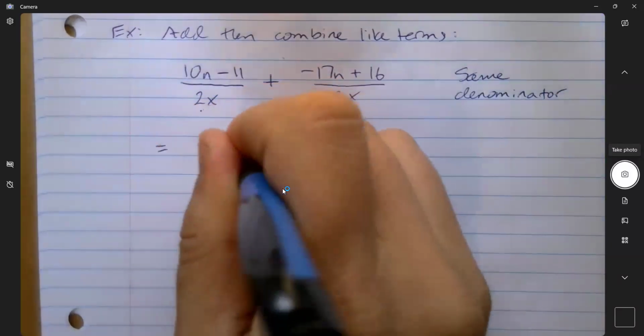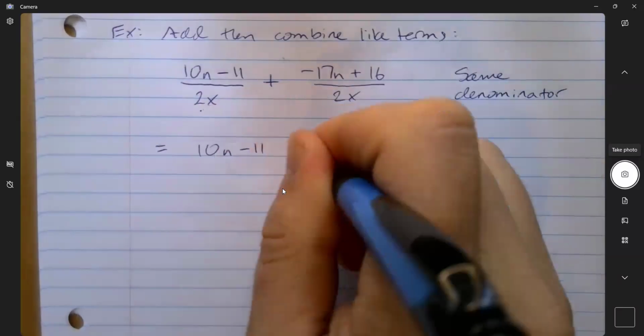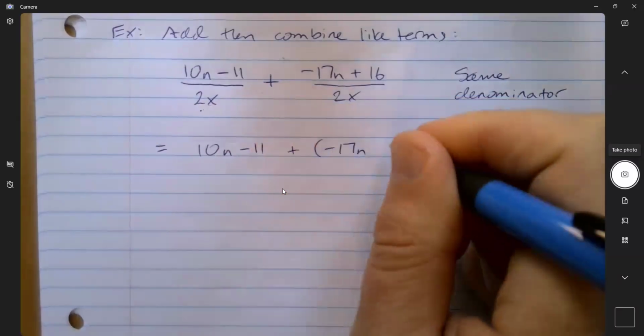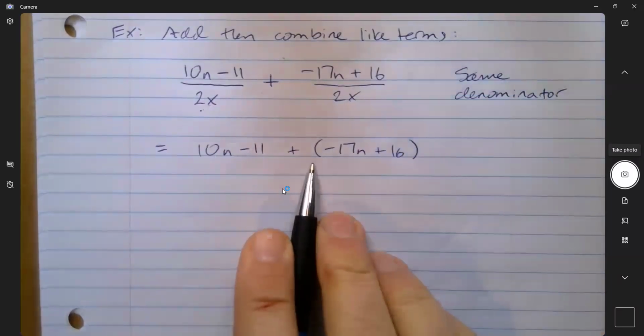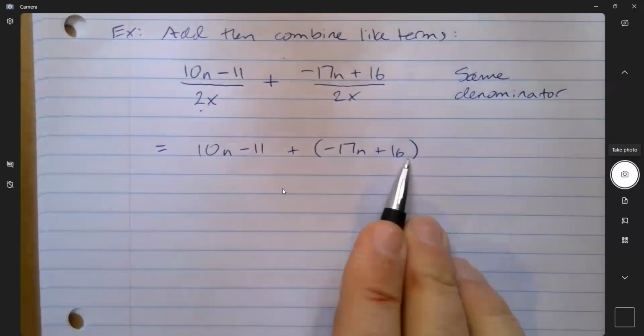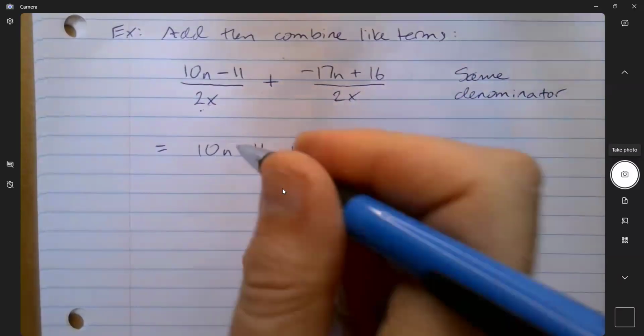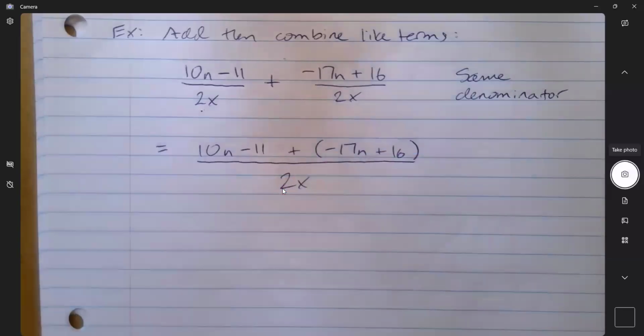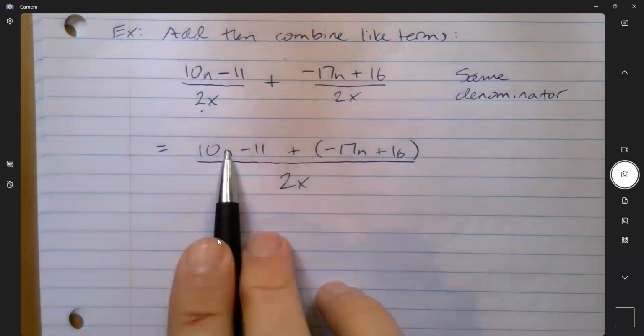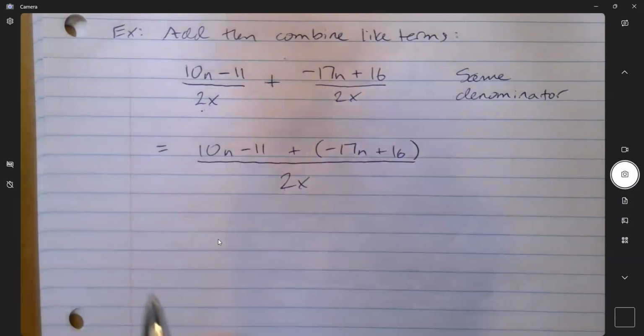So I'm going to have 10n minus 11 plus the quantity negative 17n plus 16. I strongly recommend that your first step includes parentheses around the second term. And I will do an example later to show you why that's important. All right. There I've got the top, there I've got the bottom.